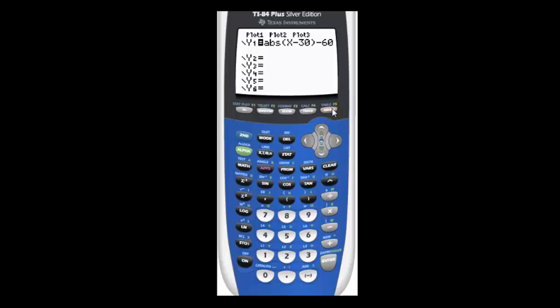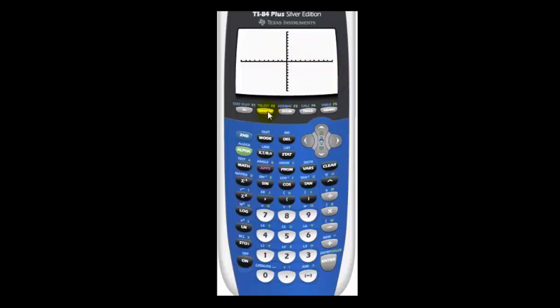Okay, so back to my graph, which is kind of disappointing because it looks like mine didn't do anything, but it did. We actually just can't see the graph because we don't have an appropriate window. So notice that this absolute value function was translated 30 to the right and 60 down. So that meant that the point at the origin, that vertex, is now at the point 30, negative 60. Well, that's nowhere to be seen on this graph.